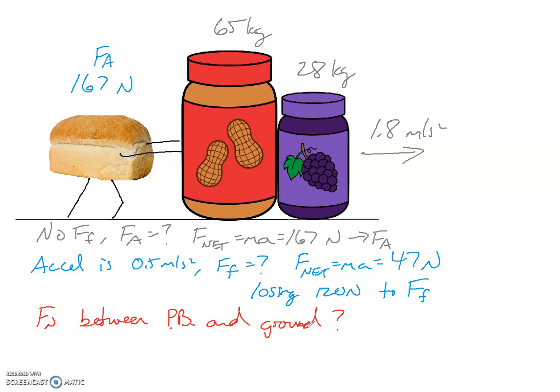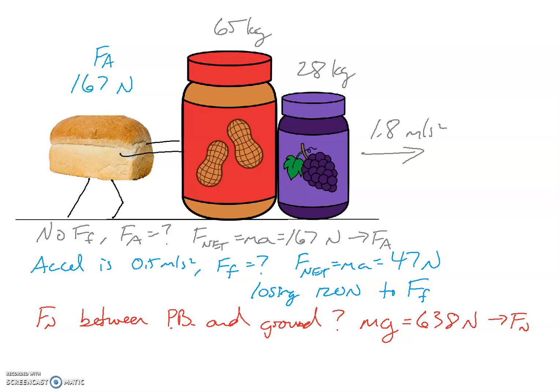The jelly has nothing to do with it. Neither the bread or the jelly are pushing the peanut butter down into the ground. The only thing pushing the peanut butter into the ground is the force of gravity. So if we do mg for the peanut butter, we can actually calculate how much normal force there is. If I do 65 times 9.81, the weight of the peanut butter is 638 newtons. So that's how much gravity is pulling down on the peanut butter, so that must be how much the normal force is pushing back up. So the normal force would be 638 newtons going straight up.